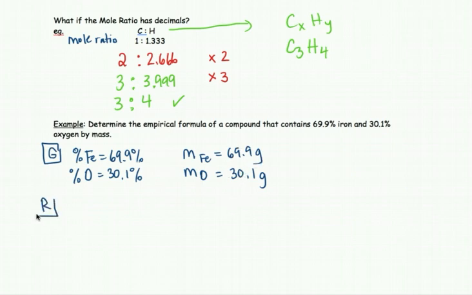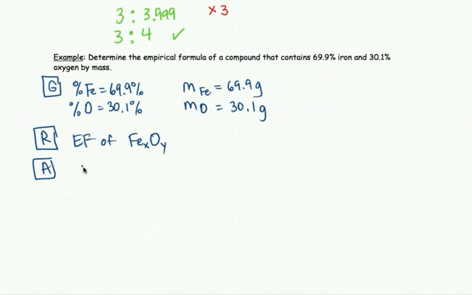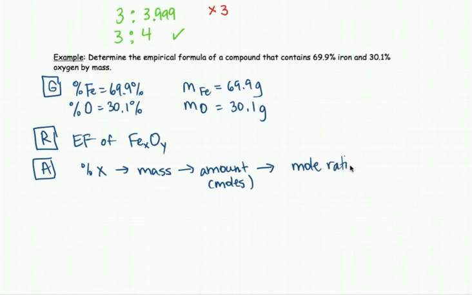All right, so again, we need to find the empirical formula, and here we can write it as some sort of compound that looks like this, Fe_xO_y. So we need to figure out the x and the y. Our plan here is the usual: we went from percent composition, then to mass, then to amount in moles, and then we need to go to mole ratio.